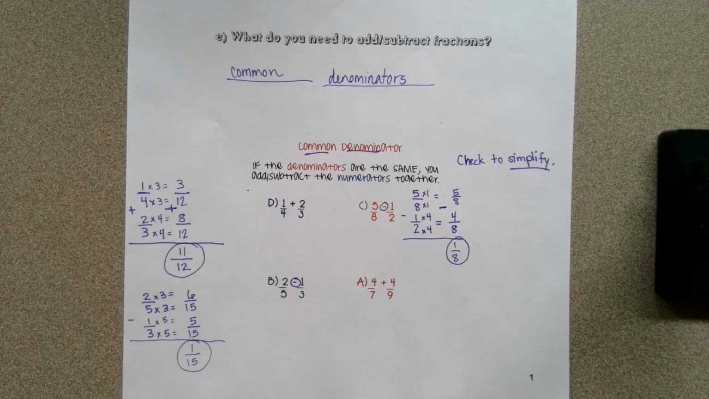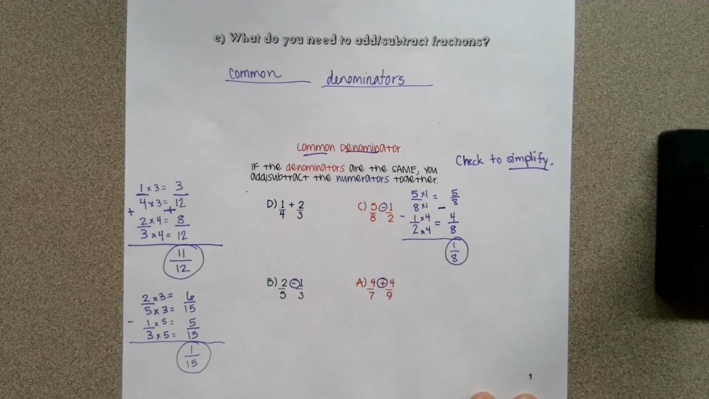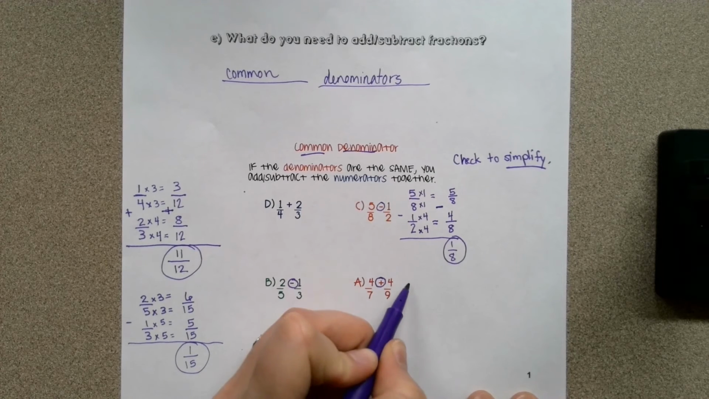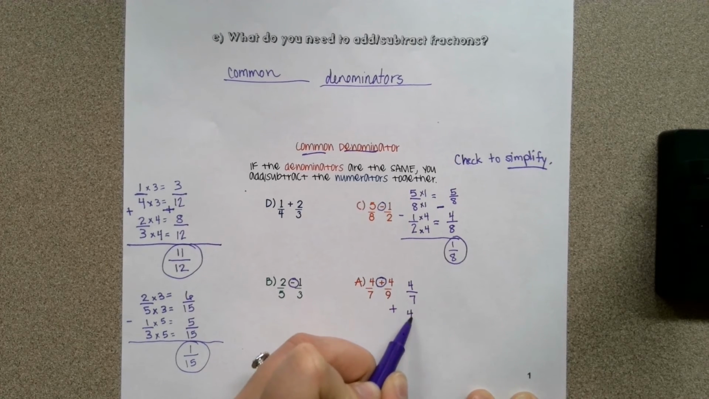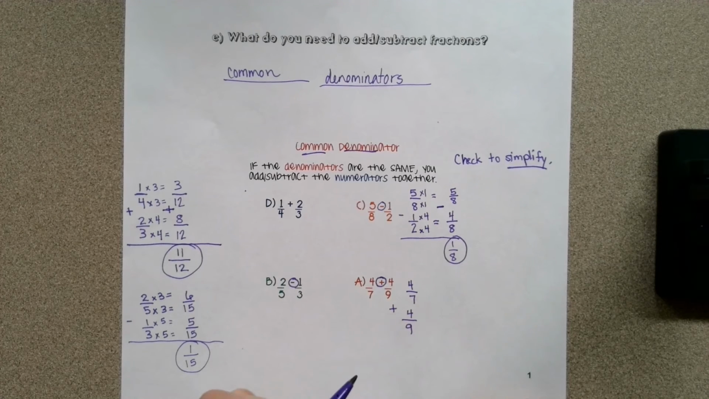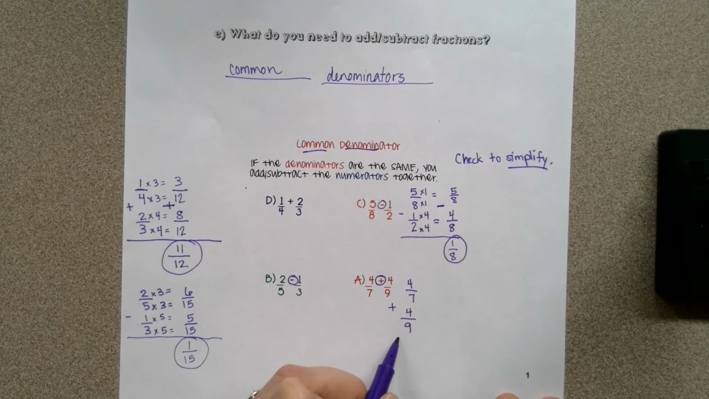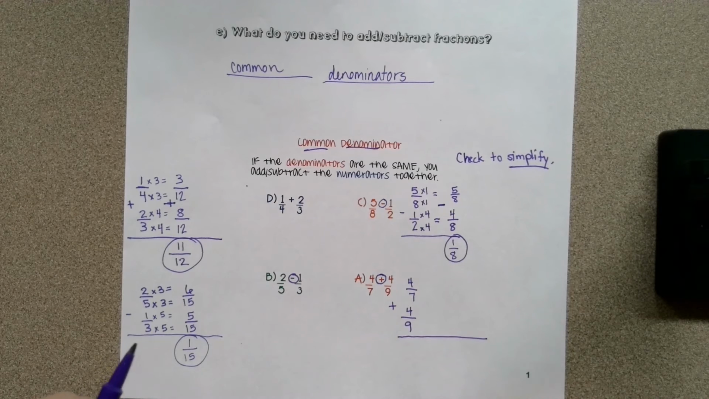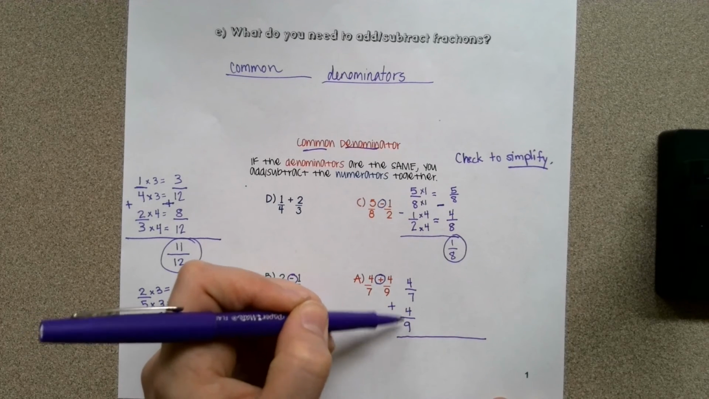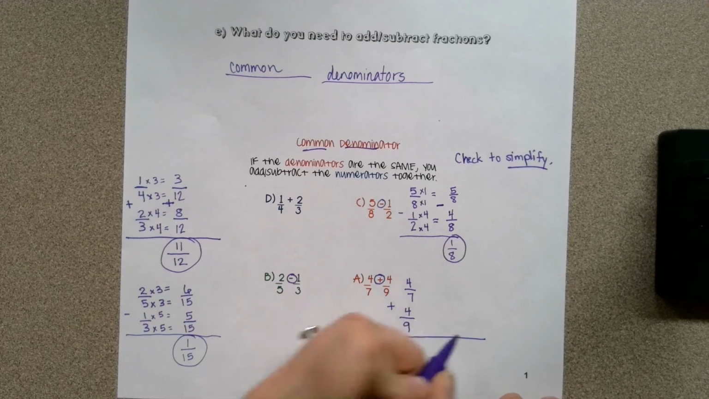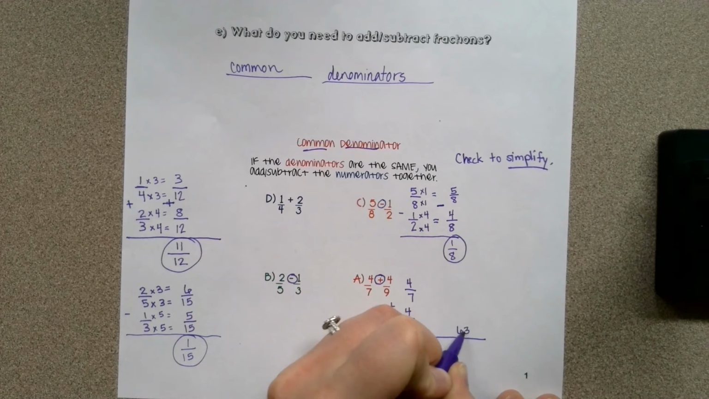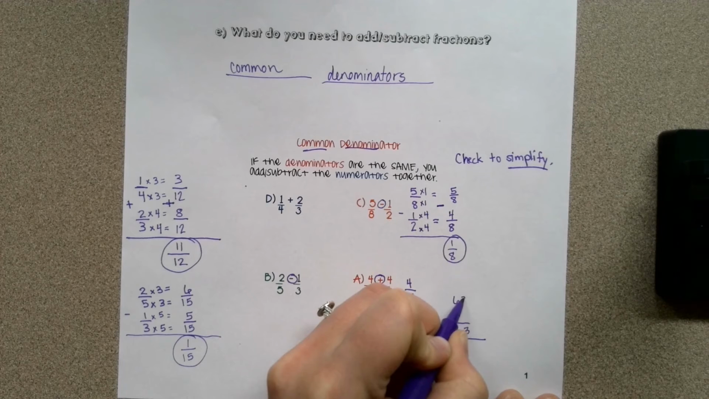For the last example, we're going to switch back to addition, so be very careful to look at the signs and stack them again. 4/7 plus 4/9. This is a great way to show your work stacking them, especially when we have to create the common denominator. 7 times 9 gives us 63. So that is going to be our common denominator.